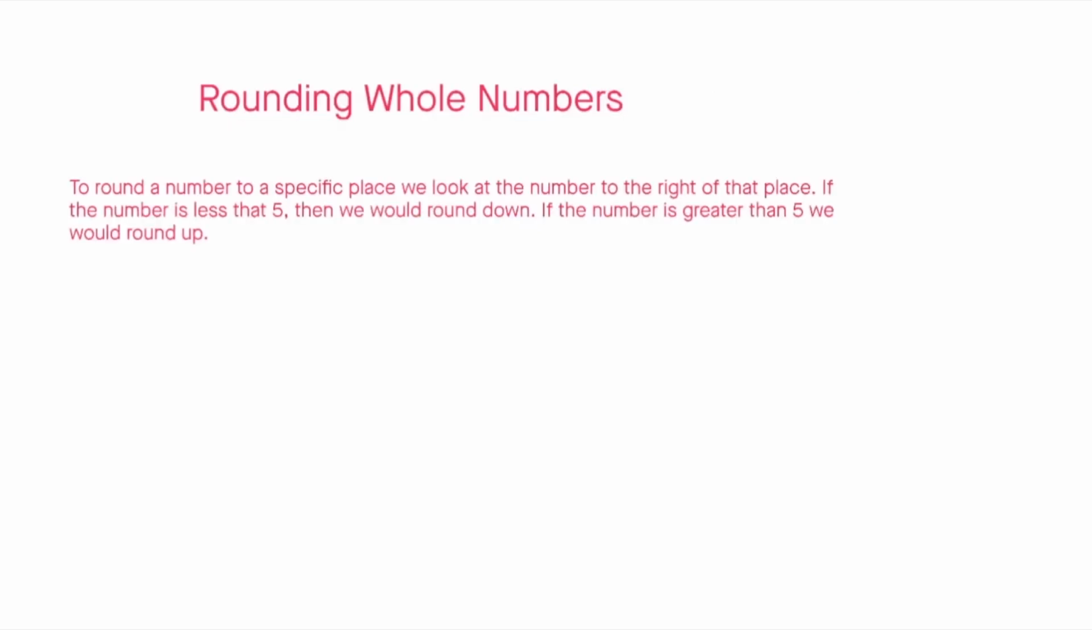Okay, now rounding whole numbers. So rounding means when you approximate something. For example, let's say you have 28 kids in your class. So you approximately have 30 kids in your class.